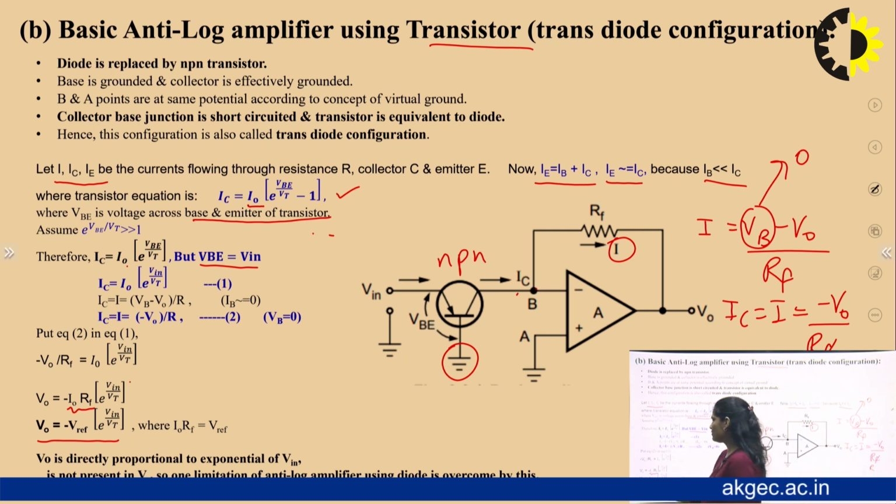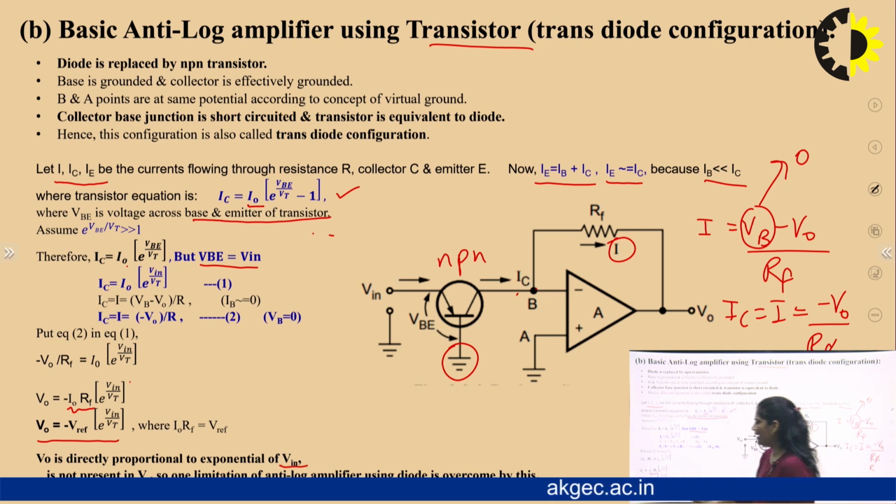Here from this equation, V naught is directly proportional to the exponential of V in, and eta is not present in the output voltage of this equation. So one limitation of the anti-logarithmic amplifier using a diode is overcome by this anti-logarithmic amplifier using a transistor.